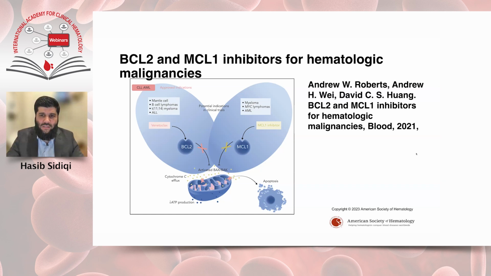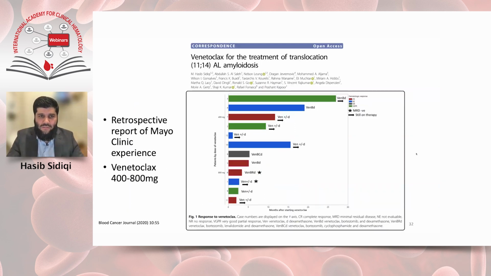the translocation 11-14 mutation. And given the high predominance of the translocation 11-14 mutation in patients with light chain amyloidosis, we have found that venetoclax is an effective therapy in this cohort. This was a small case series of patients from the Mayo Clinic that we looked at. Patients were treated with venetoclax with a combination of either dexamethasone or other myeloma anti-plasma cell agents. Doses ranged from anywhere between 400 to 800 milligrams.